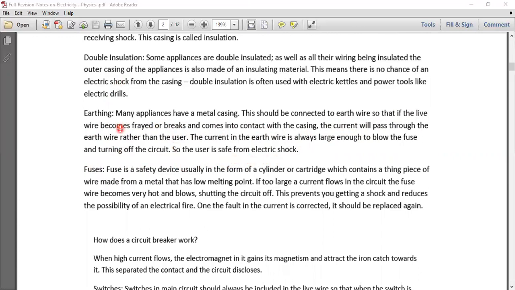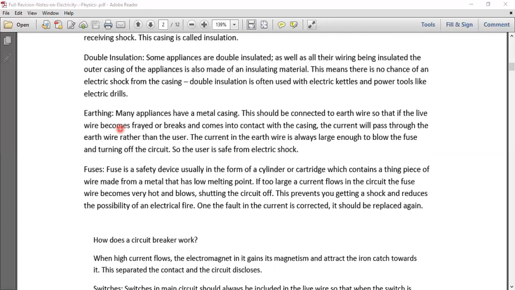So what is earthing? Earthing means that appliances are made with metal casings. The live wire inside them might come in contact with the metal. If the device is already connected with an earth wire, this live wire that is producing the electrons will pass through the earth wire, so as to prevent the user from getting the shock.